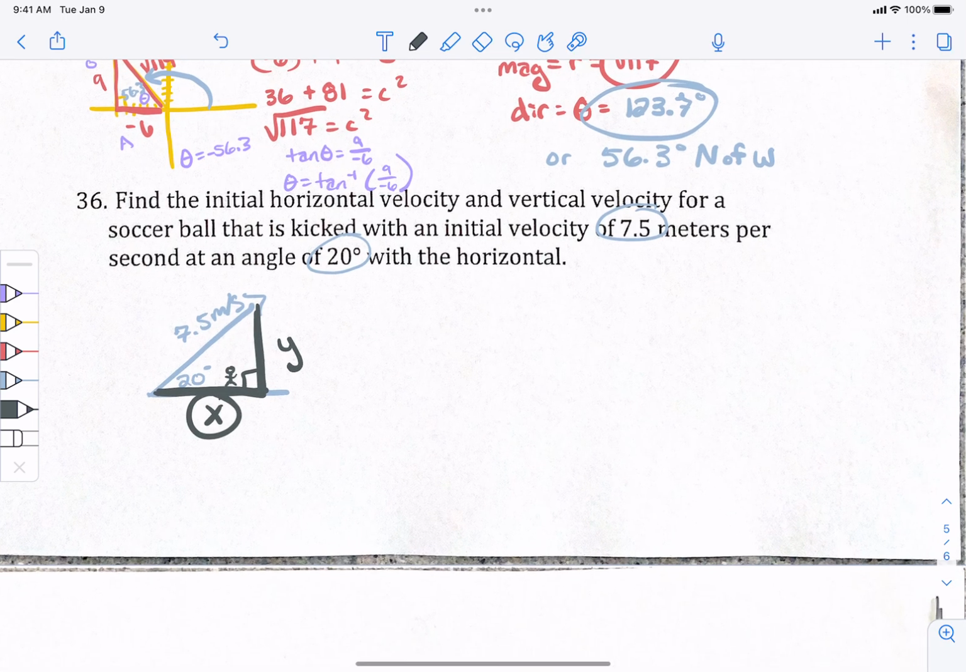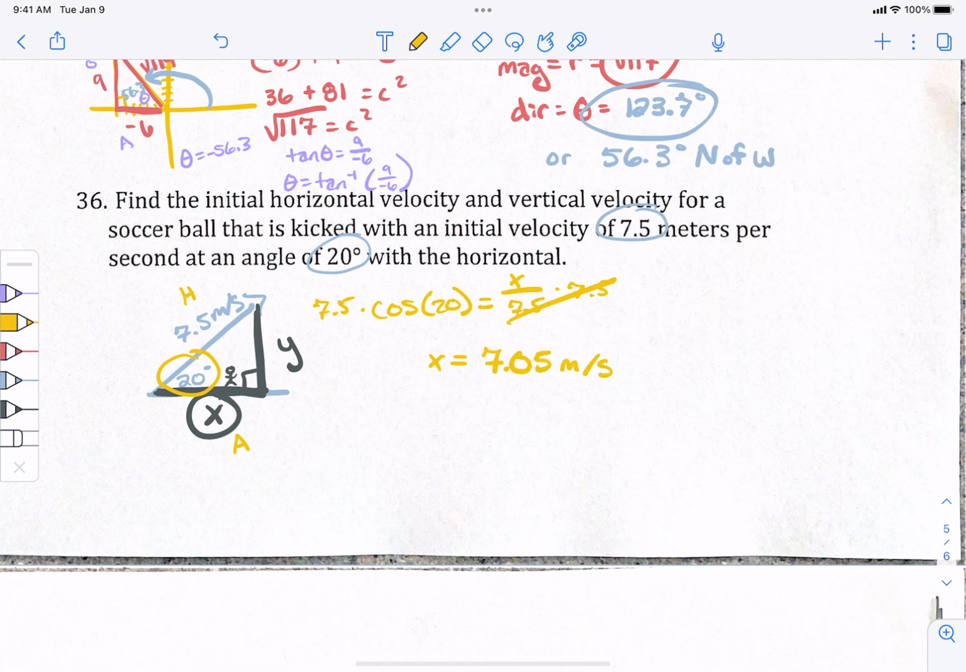Let's solve for X first. So if 20 degrees is my angle, X is the adjacent, and we have the hypotenuse, which is 7.5, right? So adjacent over hypotenuse, that is cosine. Cosine of 20 equals X over 7.5. And we multiply by 7.5 over, and that gives us 7.5 cosine of 20. I needed to be in degrees. So in the X direction, it's going 7.05 meters per second. That's how fast it looks like it's traveling over top, going horizontally.